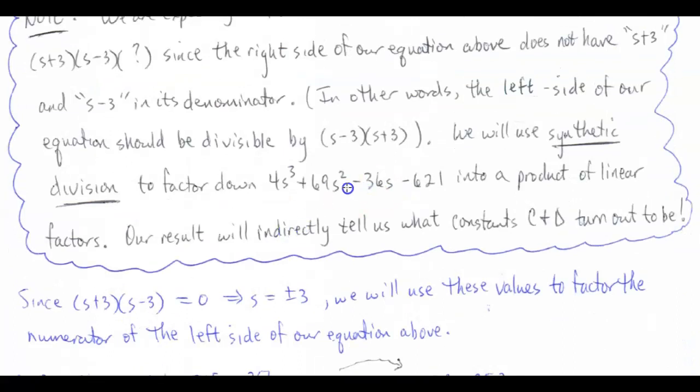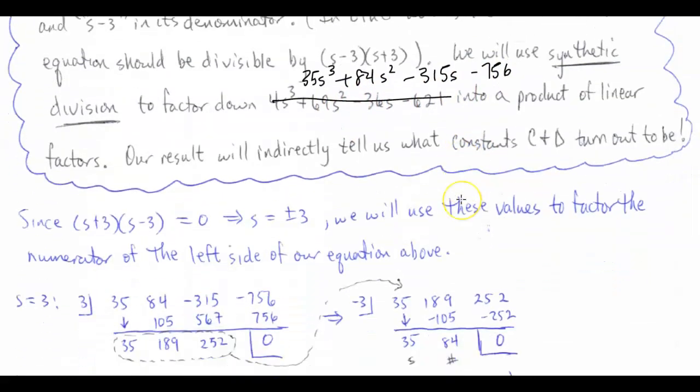And I don't know why that says this. Yeah, I don't know why that's there. I'm going to cross that out and actually put the correct thing. And so this should be 35s cubed plus 84s squared minus 315s minus 756. So that's what it should be. I must have been looking at another problem when I wrote this down.